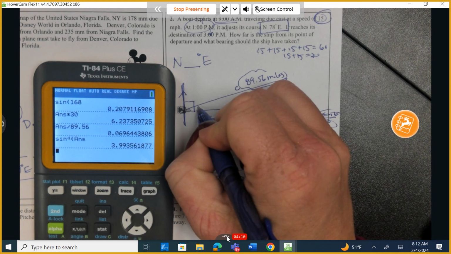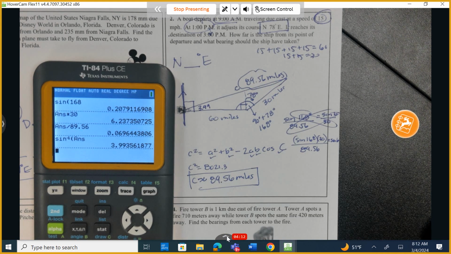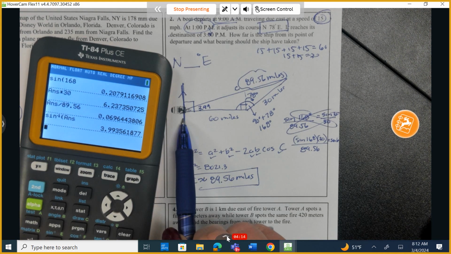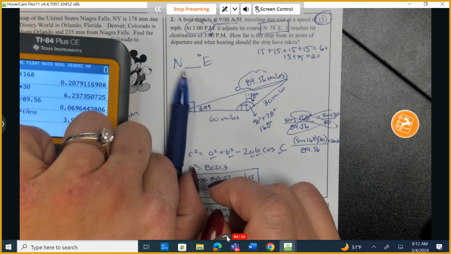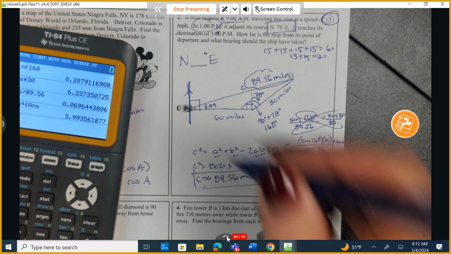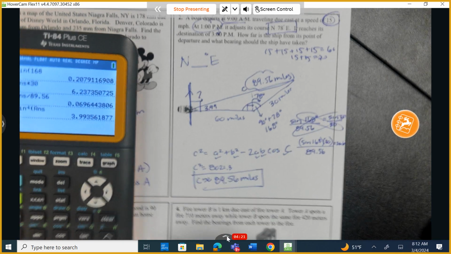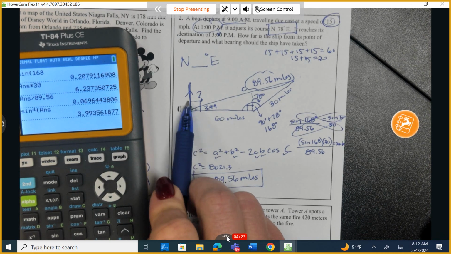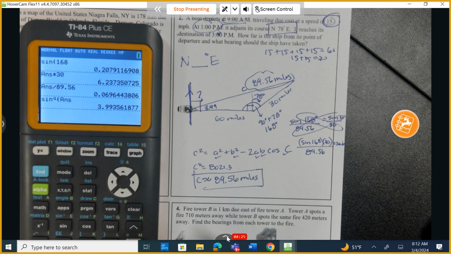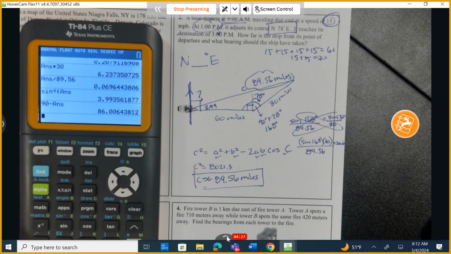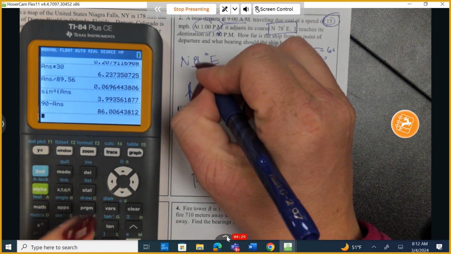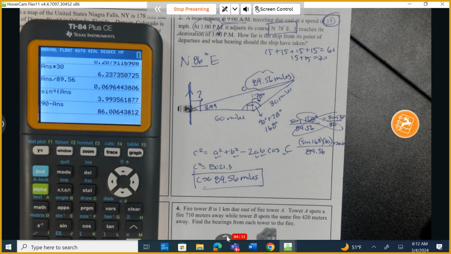So that's this part. But hold up here. Remember, when we find the bearings, we're going to go directly north, and then we're going to swing to the east in this case. I need to know what is this part. Well, if this creates a 90-degree angle, I'm going to take 90 and subtract that amount, and we have approximately 86. So north 86 degrees east.